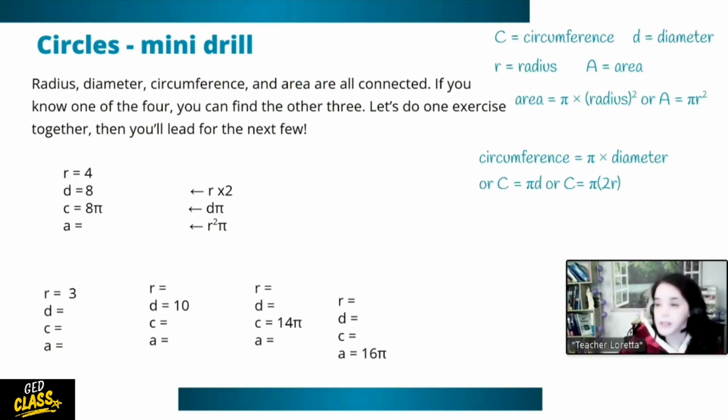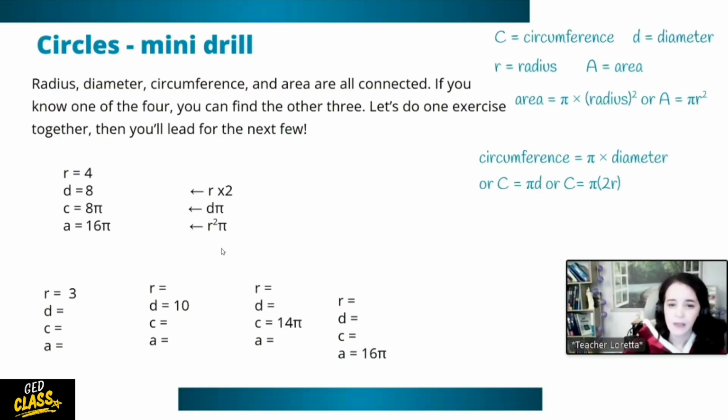Now, if they wanted it not in terms of pi, you could use your calculator. Most calculators have a pi key, and if not, you can just do 8 times 3.14, and that should be fine. And then for the area, you take your radius, which in this case is 4, you square it, so you get 16, and then you write pi after it. So it's pi r squared. So if you know any of the four, you can find all of the four.